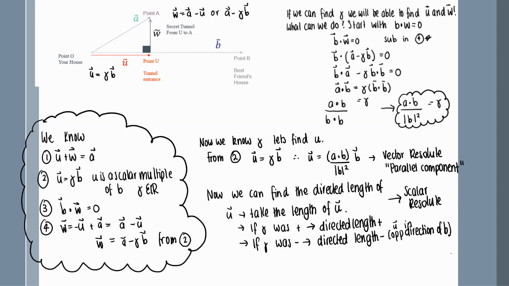Lastly, all you have to do next is find W. And I say all, but really it's quite a long process. So W, okay, we know that W is equal to vector A minus vector U. You're going to be given what A is in a question, and now you know what vector U is. So we can find W quite simply in the end. Just take vector A and subtract the vector U.